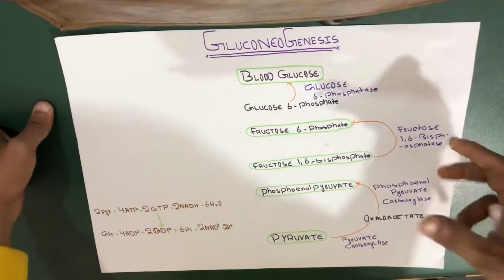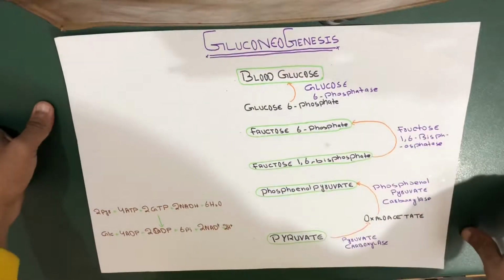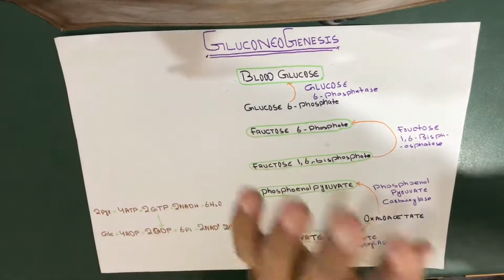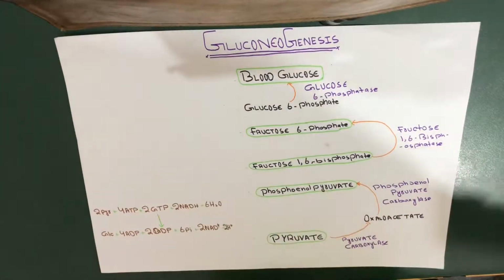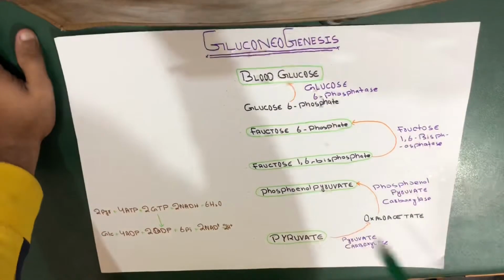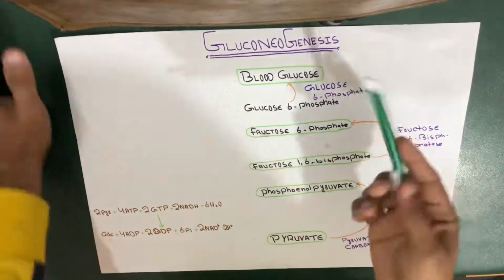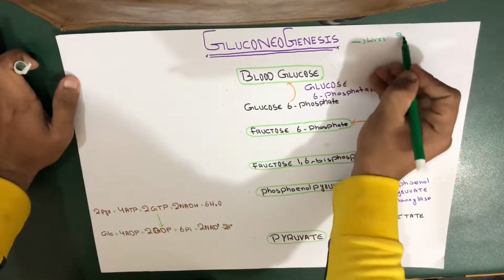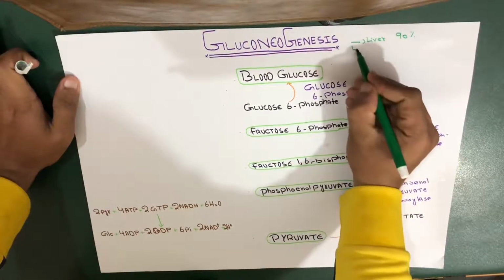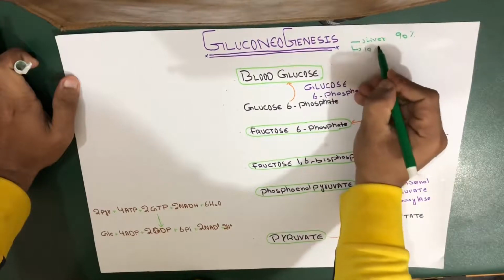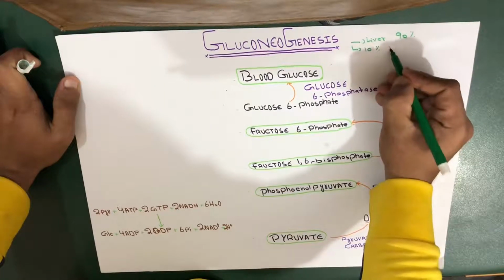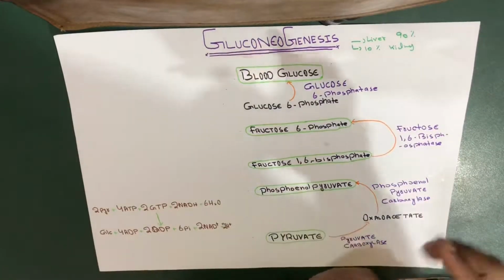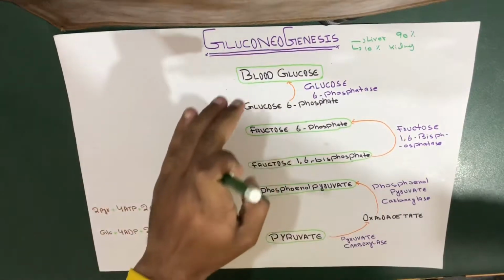So how does gluconeogenesis happen? For that, I have to explain something else. A few things to keep in mind: gluconeogenesis occurs in the liver. About 90% of your gluconeogenesis occurs in the liver. The other 10% occurs in the adrenal cortex and the kidney, but we'll mention only the kidney. So this is the gluconeogenesis.